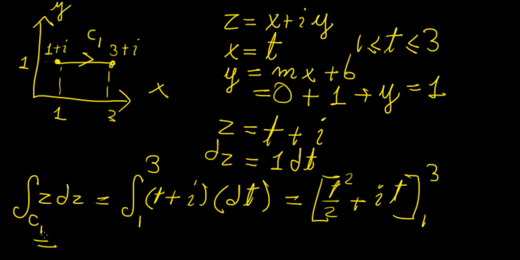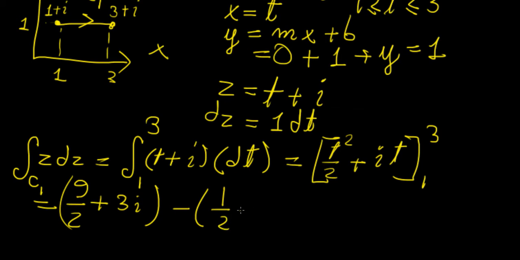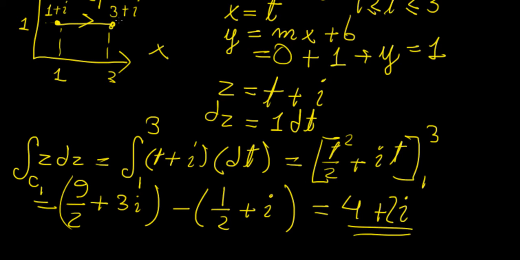And then this is going to give us the following. 9 on 2 plus 3i minus 1 on 2 plus i. So what are we going to get from this? Well, if we combine the real and imaginary parts, we should get 4 plus 2i. So this is the answer to this problem. That's the line integral of the complex function z along that curve.